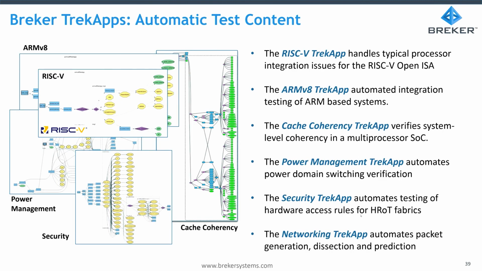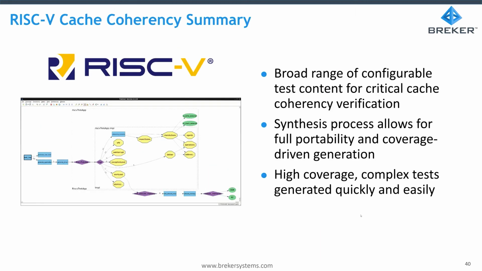The RISC-V Coherency app is just one of the apps that we've been working on. Each of these, of course, comes about in partnership with our customers. So the RISC-V one has been developed in conjunction with SiFive. We have a similar one with ARMv8. There's a cache coherency app that's architecture neutral, so good for things like DSPs. There's a security app to check security where hardware is the root of trust, HROT. And there's a networking app that's organized around packetized data and things like Ethernet and 5G and so on.